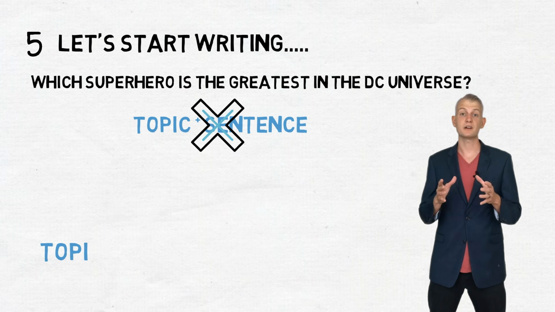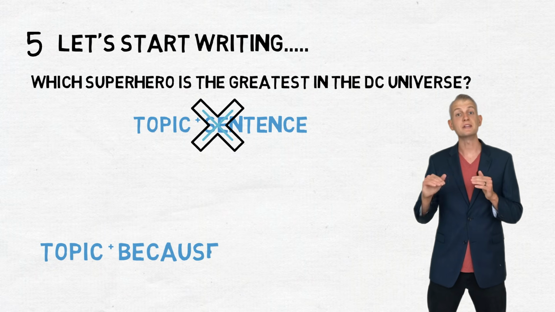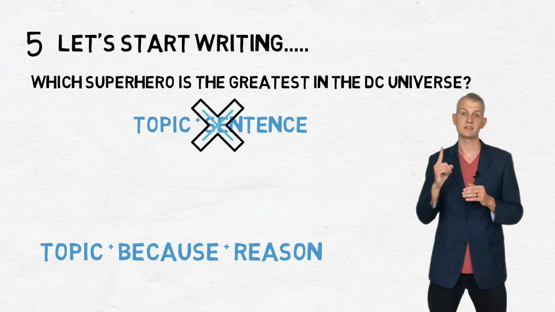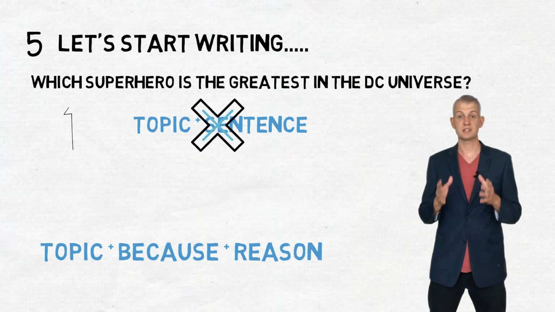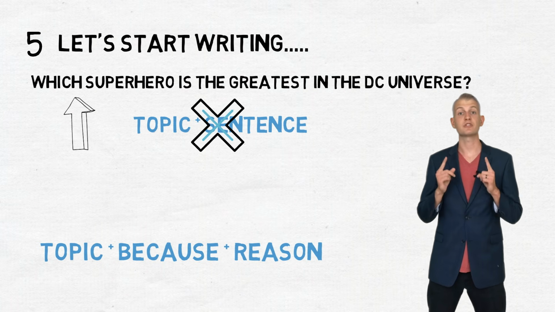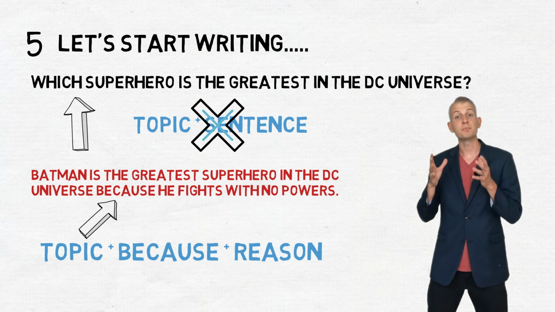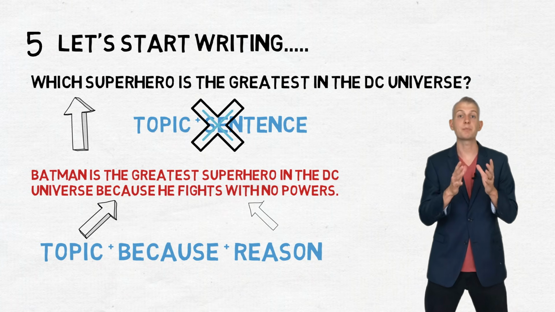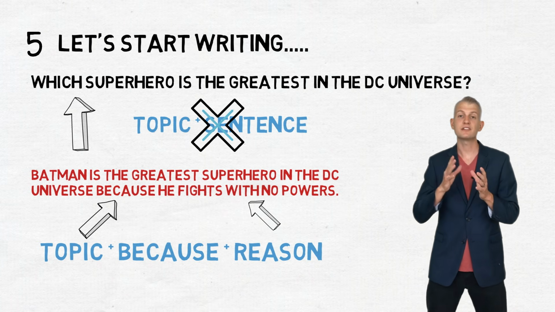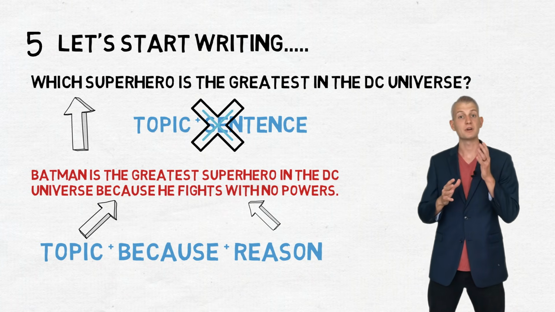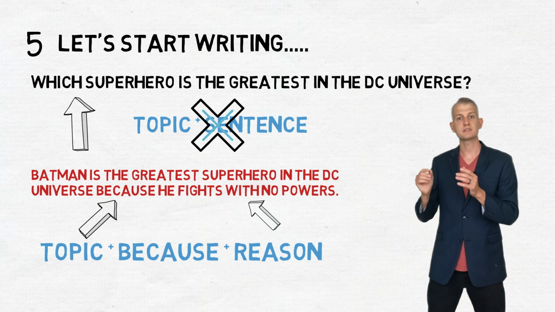The basic formula is your topic, the word because, and then one reason. To write a basic topic sentence, look at your question for your topic. Batman is the greatest superhero, and then I use the word because to connect the topic to the reason. Fights with no powers. Remember, topic, the word because, and then one reason.